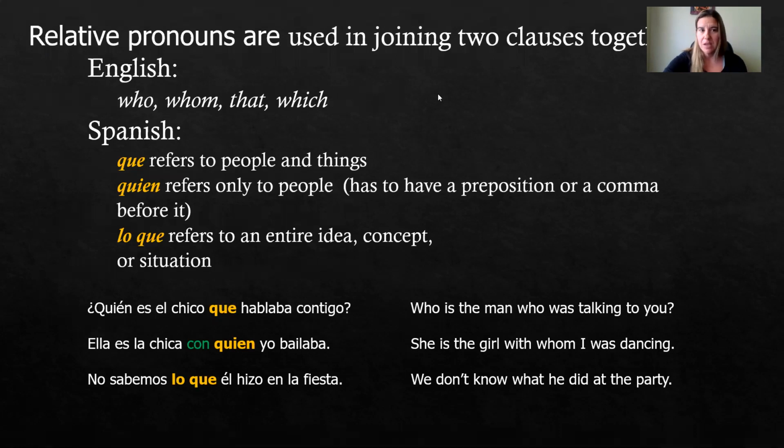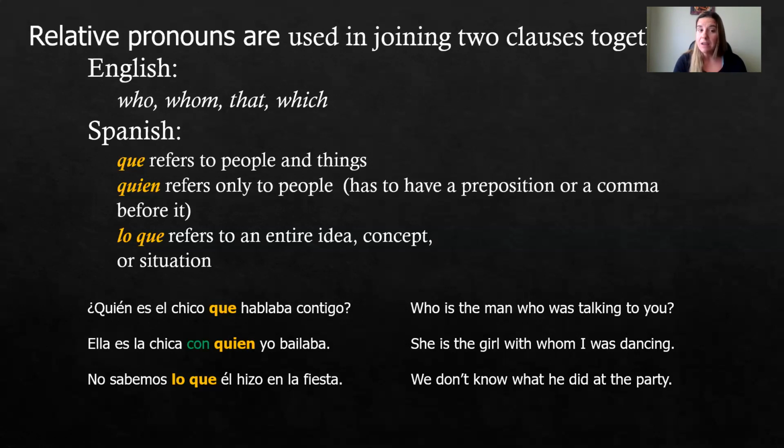Relative pronouns are used to join two clauses together. In English, our relative pronouns are who, whom, that, and which. And I will tell you, and I'm not an English grammar teacher, but I have a hunch that these are probably some of the most wrongly used words in the English language. I know that I'm probably not using them correctly all of the time. I'm much better at using them in Spanish. It's a little simpler in Spanish.